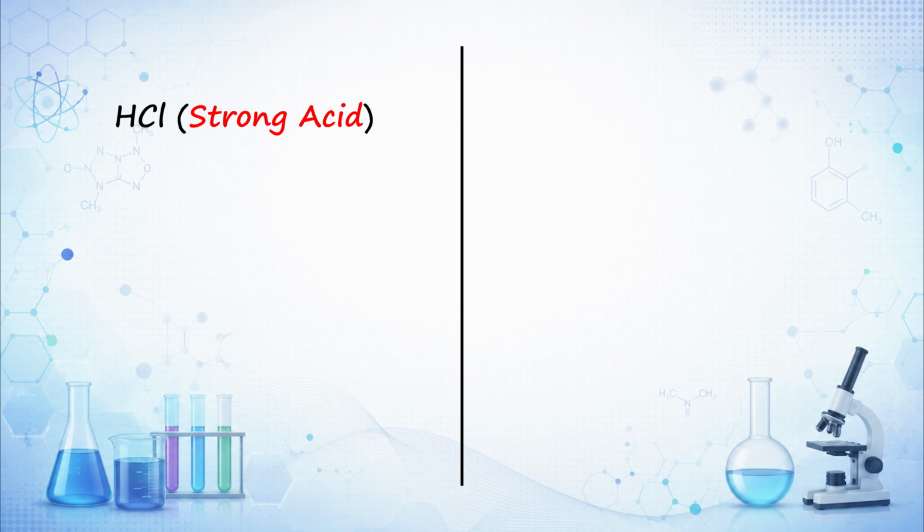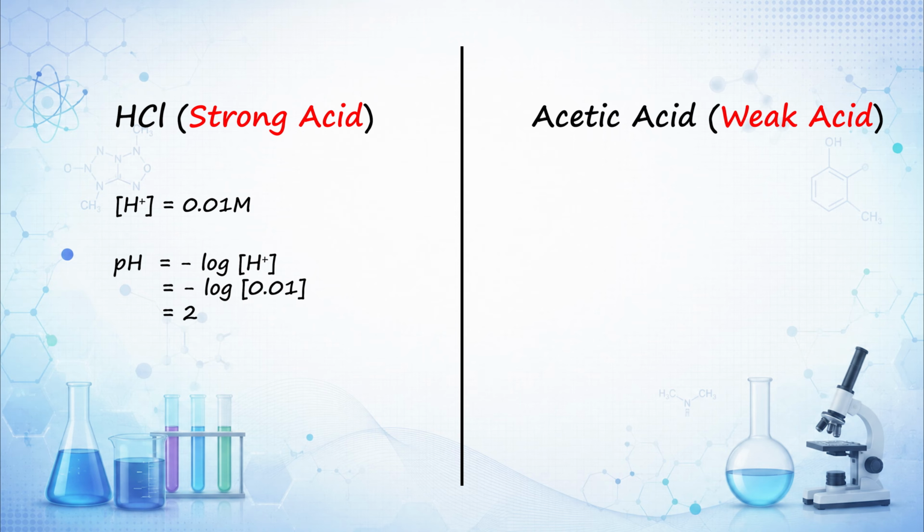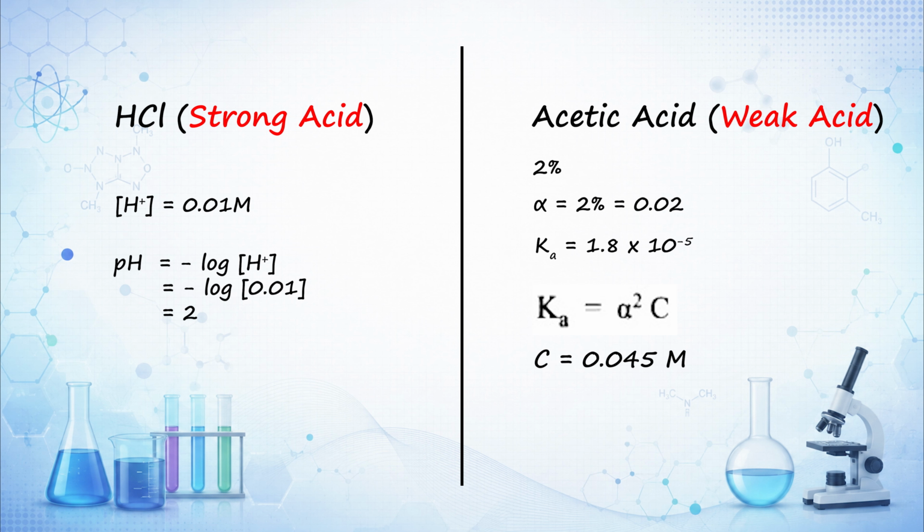Suppose hydrochloric acid concentration is 0.01 molar, so the pH is 2. Now let's try acetic acid. It is a weak acid. It dissolves only partially in the solution. Let's suppose that only 2% acetic acid molecules get dissolved, so the value of alpha will be 0.02. And at 25 degrees Celsius, the value of Ka of acetic acid is 1.8 multiplied by 10 to the power of negative 5. So we first calculate hydrogen ion concentration using Ostwald's dilution law. Then after that, use the pH formula like before.